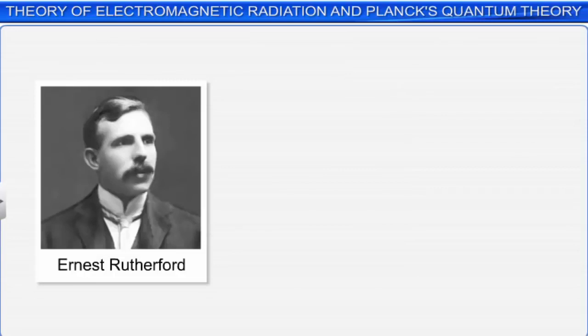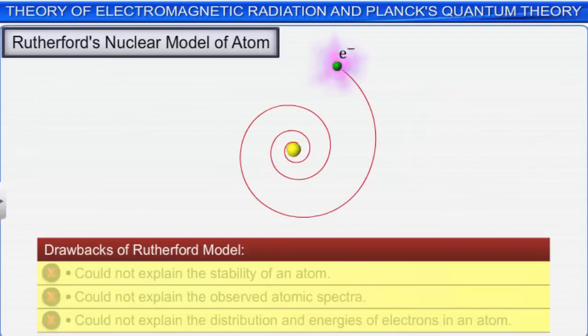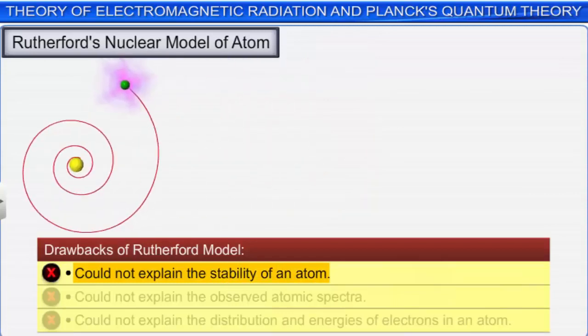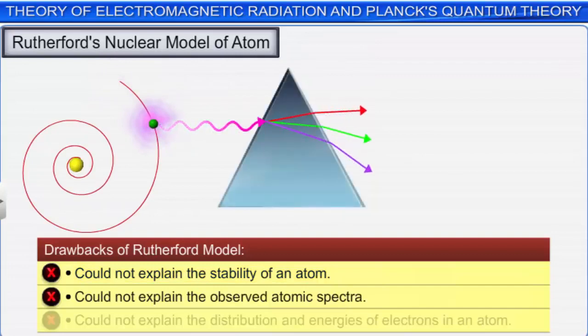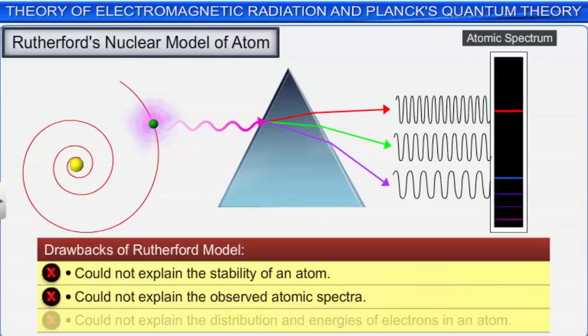We have already learnt that the Rutherford's nuclear model of an atom basically suffers from major drawbacks, which are as follows. Firstly, it couldn't explain the stability of an atom in the view of the electromagnetic theory. Secondly, as a consequence of its inability to explain the stability of an atom, it couldn't explain the observed atomic spectra.